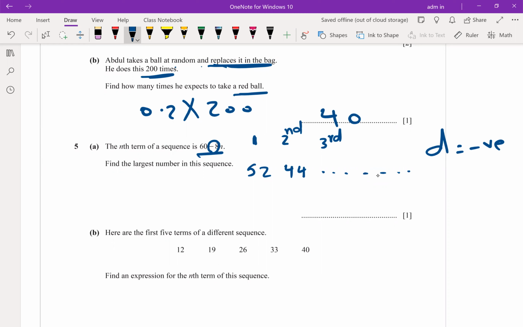Find the largest number in this sequence. What is the largest number? It will be the first term because this sequence is decreasing. So the highest number will be 52.